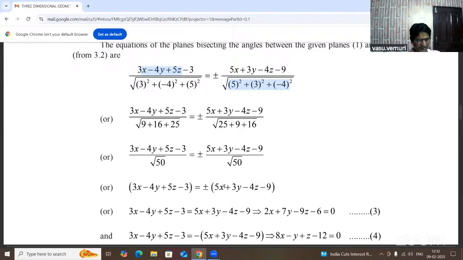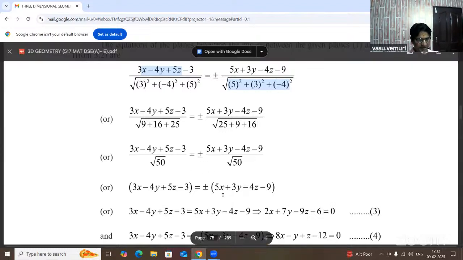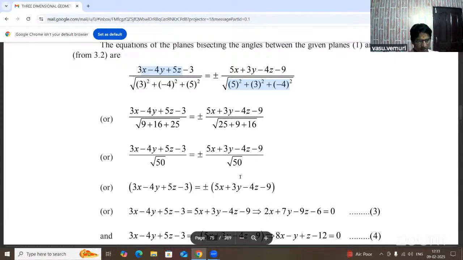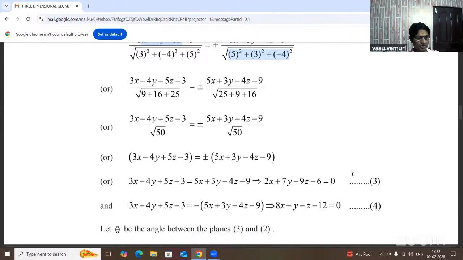First of all, we are taking the positive value. After the simplification, 3x equals plus 5x. So, converting to this side, 5x minus 3x is 2x, 3y plus 4y is 7y, minus 4z and minus 5z means minus 9z, minus 9 and plus 3, that is minus 6, equal to 0. Say this is the first bisecting plane.